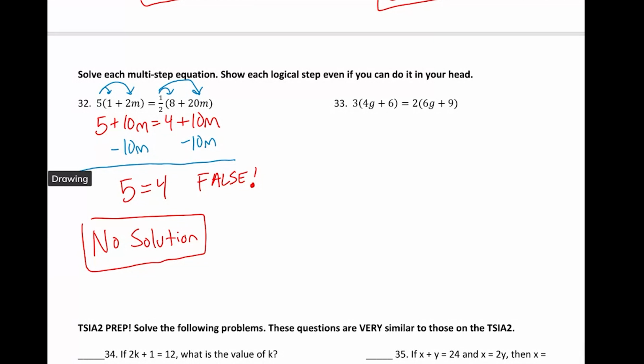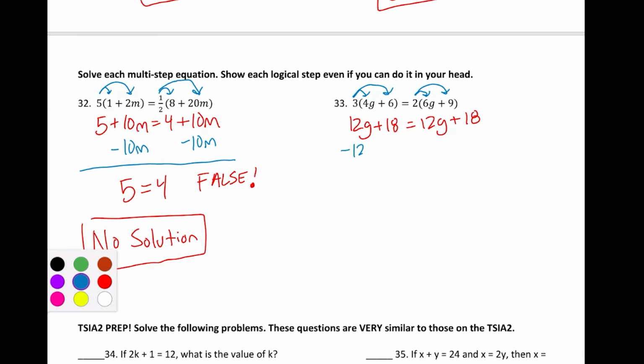For number 33, I'm going to start with that distributive property again. Distribute the 3, distribute the 2. And here I've got 12G plus 18 equals 12G plus 18. Now, if you ever notice that you get the exact same expression on both sides, you can basically be done. If you don't catch it and you happen to subtract the 12G from both sides like you would normally do, you're going to get all the variables to cancel out like on number 32. But the difference here is we end up with a true statement.